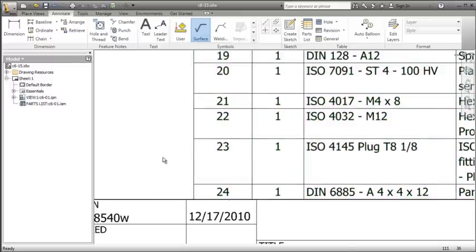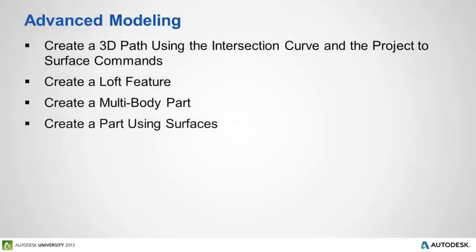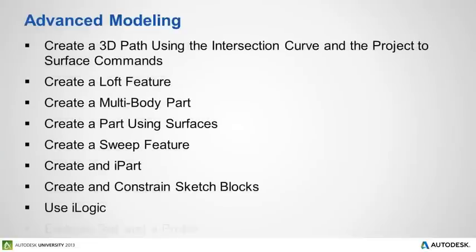The topics you'll need to be familiar with for advanced modeling include creating a 3D path using the intersection curve and project to surface commands, creating a loft feature, creating a multi-body part, creating a part using only surfaces, creating a sweep feature, creating an iPart, creating and constraining sketch blocks, using iLogic, and being able to emboss text and a profile.